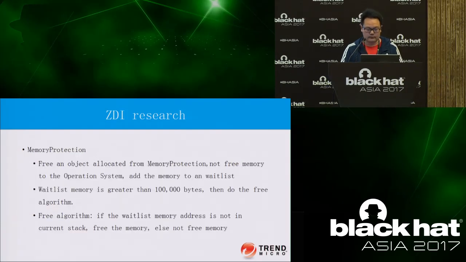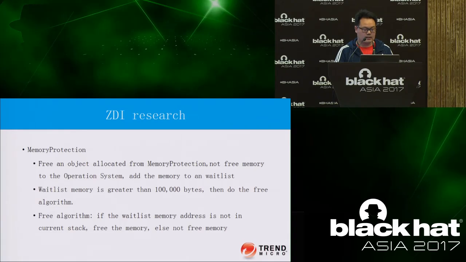Okay, let's look at the memory protector. What is memory protection? Memory protection is a mitigation used to prevent use-after-free vulnerabilities in Internet Explorer. The memory protector algorithm works like this. First, when it frees an object allocated from the memory protector, it will not free the memory to the operating system. It just adds the memory to a wait list.